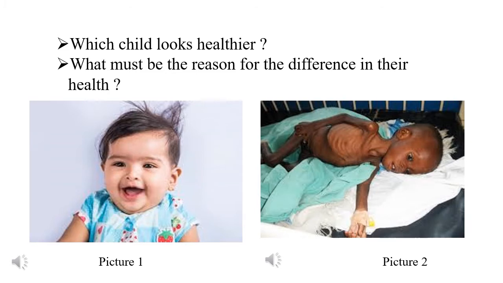So dear students, when a person doesn't get enough nutrients or well nourished food, the person undergoes malnourishment. So the child in picture 2 is the result of malnutrition. So let us see what is the meaning of the word malnutrition in the next slide.